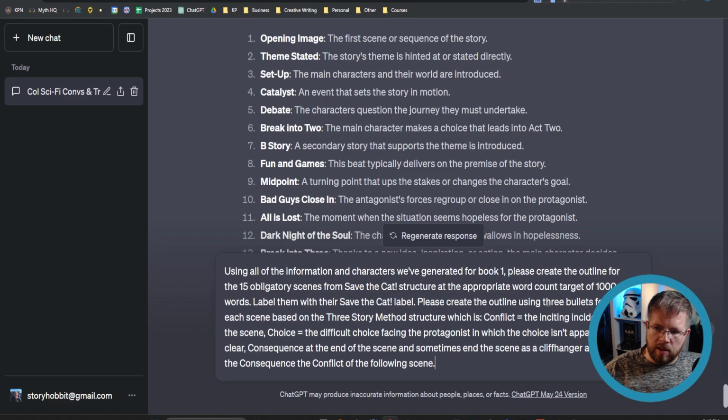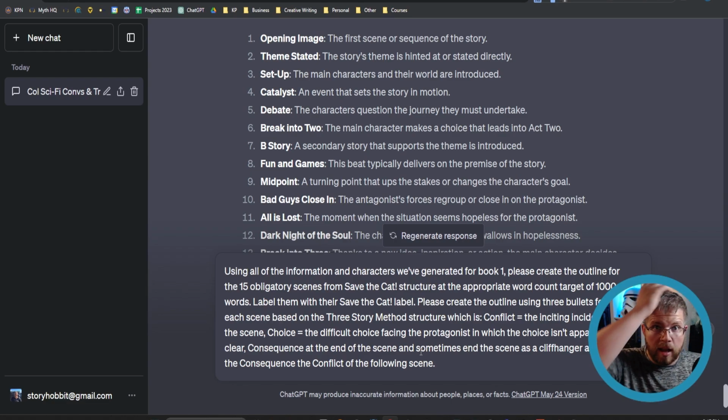Please create the outline using 3 bullets for each scene based on the 3-story method structure, which is... And by the way, the 3-story method structure is J. Thorne's own structure, which he has a book about that. I highly recommend you read it, which is conflict, equaling the inciting incident of the scene; choice, the difficult choice facing the protagonist in which the choice isn't apparently clear; consequence at the end of the scene. And sometimes end the scene as a cliffhanger and make the consequence the conflict of the following scene.